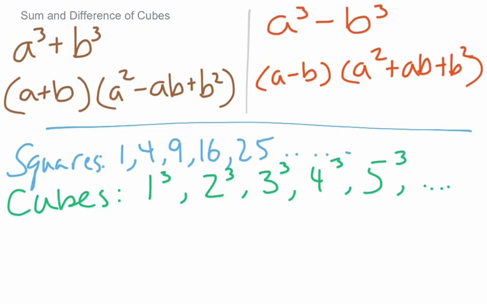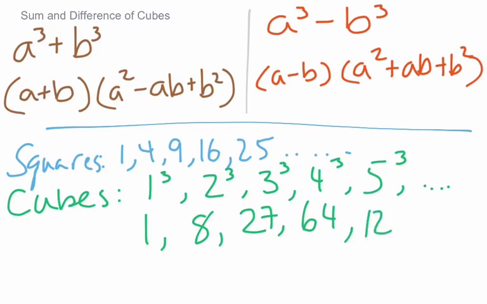1 times 1 times 1 is 1. 2 times 2 times 2 is 8. 3 times 3 times 3 is 27. 4 times 4 times 4 is 64. And you'll notice 64 is also a perfect square. So 8 times 8 gives you 64, but also 4 times 4 times 4. And then 5 times 5 times 5 is 125.